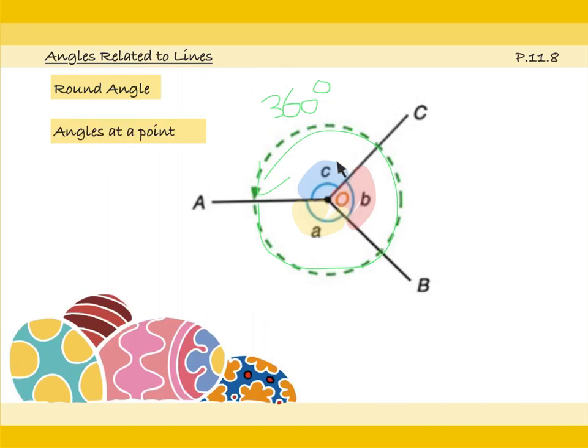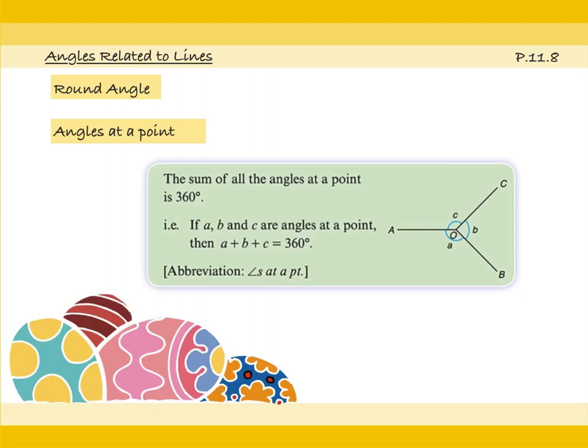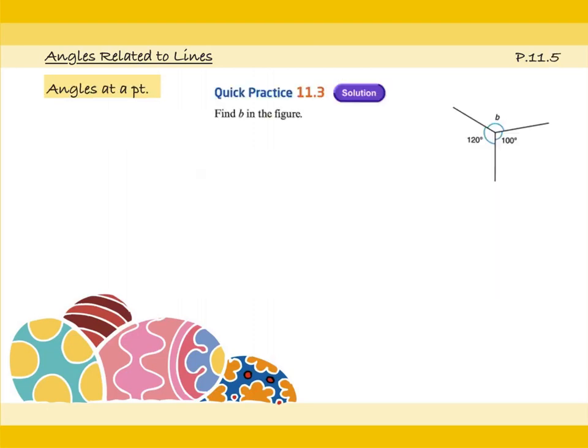You see that all these angles have the same vertex at point O. So this is the reason that we use the term angles at a point. Whenever you see that all the angles around a point are given, adding them together equals 360 degrees. Let's move on to the examples.